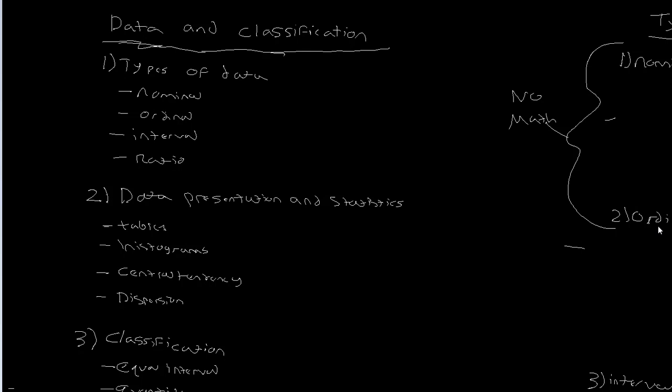And in this lecture video, I want to continue our discussion on data presentation and statistics by talking about the way that we can use statistics to describe data, or what we often call descriptive statistics. And in specific, we're going to talk about this idea of central tendency and dispersion.